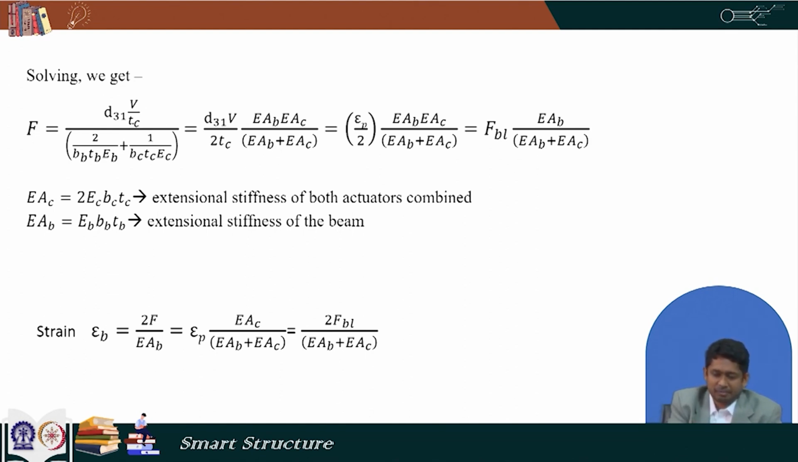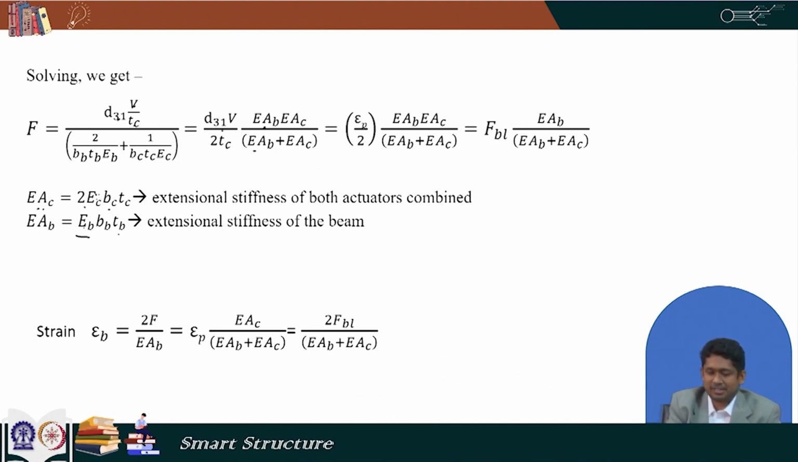Now, this expression can be written in a more compact way. So, we take DC VC by TC by 2 here, and here I have EAB plus EAC, where EAB is the area of the cross section of the beam, and EAC is the combined area of cross section of the two actuators. So, 2 EC BC TC is EAC. So, apart from area we have to factor it by elastic modulus also. So, they are here.